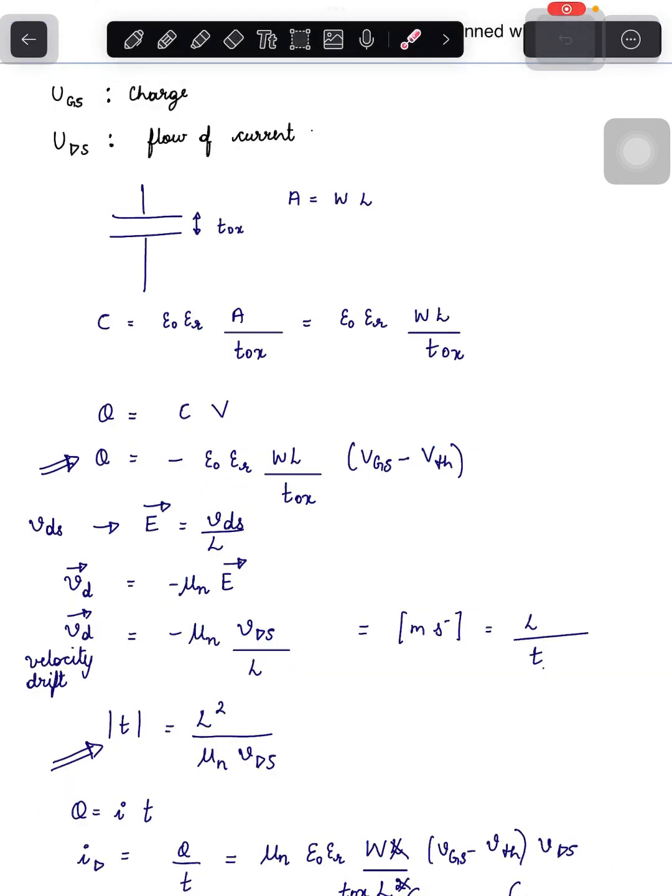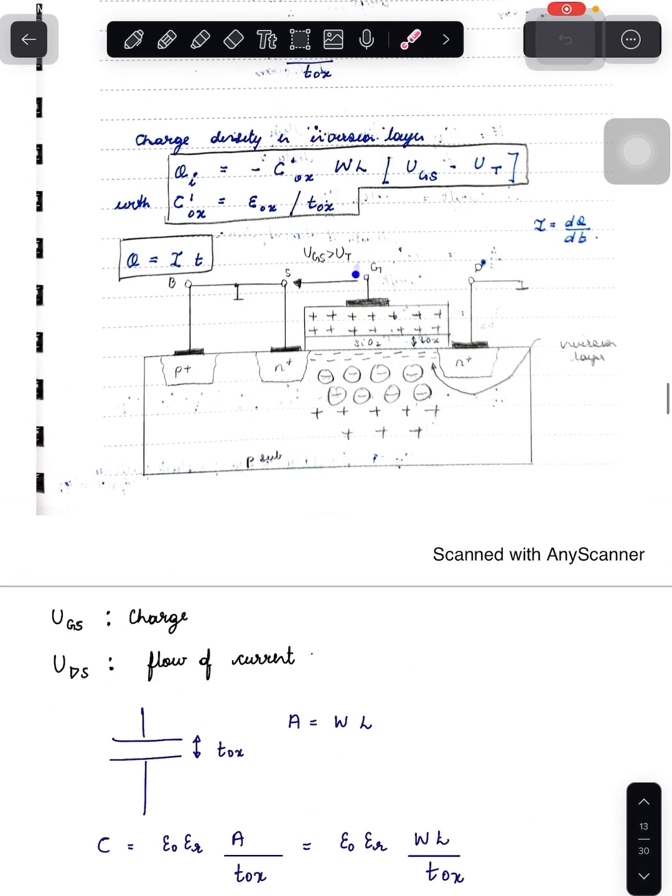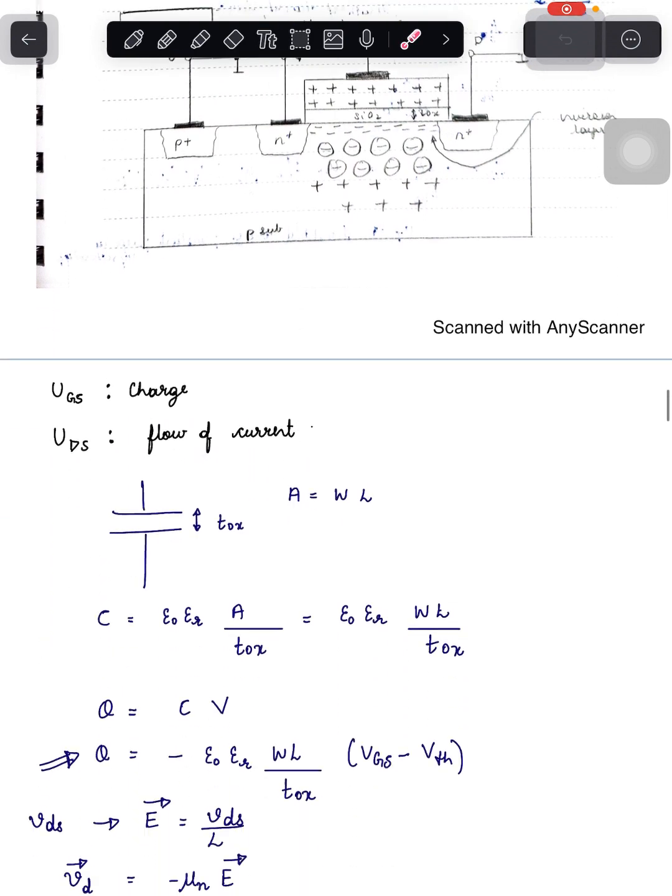Let's see who is responsible for what. The gate to source voltage is responsible for forming the channel, since it is responsible for the charges present in the channel. And the drain to source voltage, VDS, is responsible for the flow of current. So VDS is responsible for flow of current.